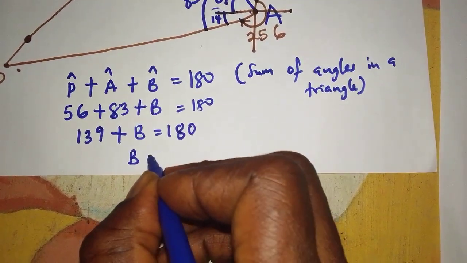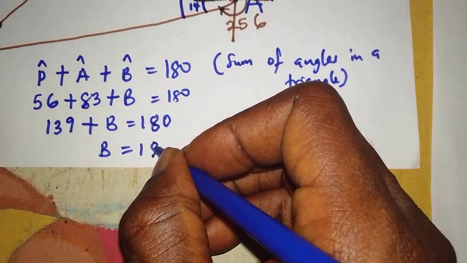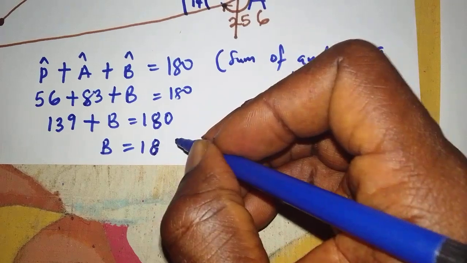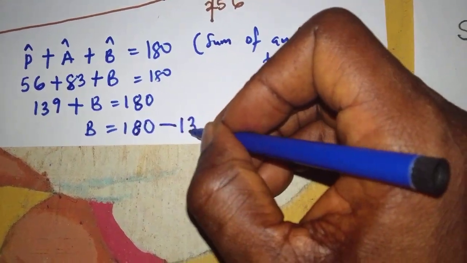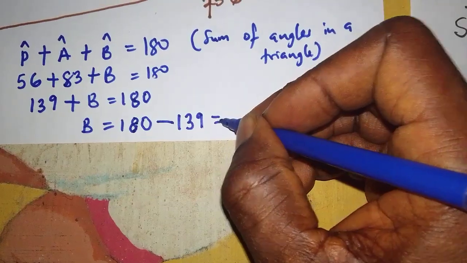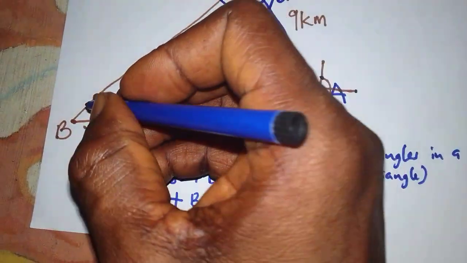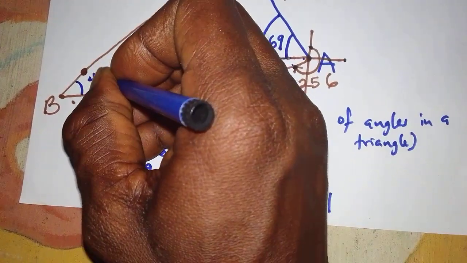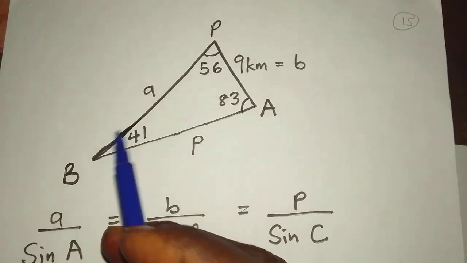So your angle B will now be 180 minus 139, which will give us 41 degrees. So that means the angle here will give you 41 degrees. So that means the angle B is 41 degrees.